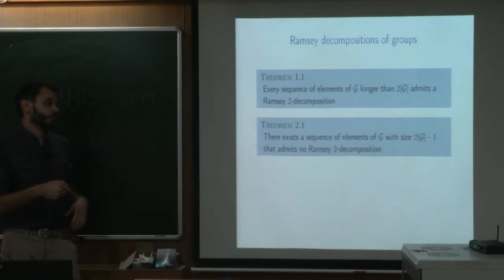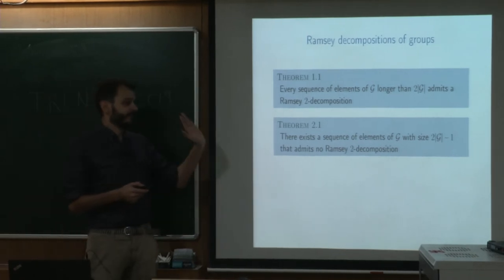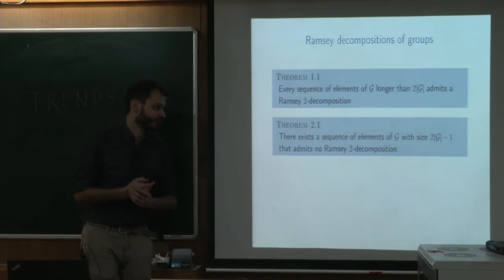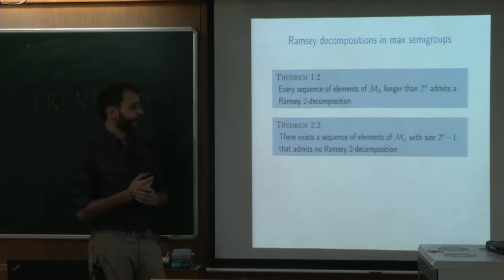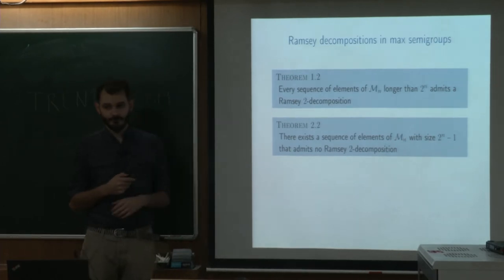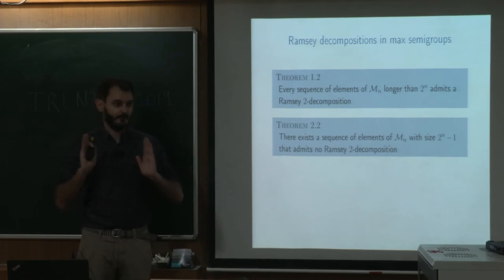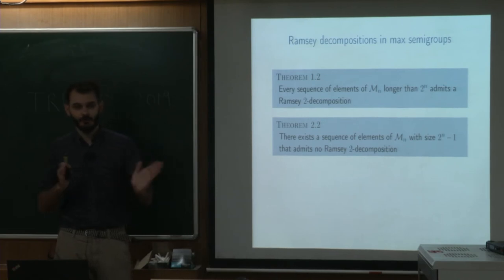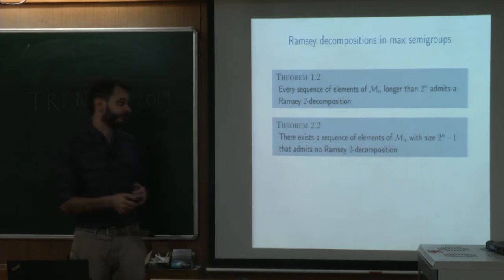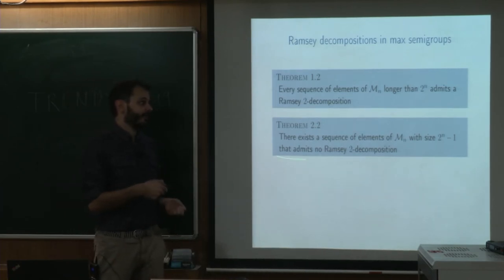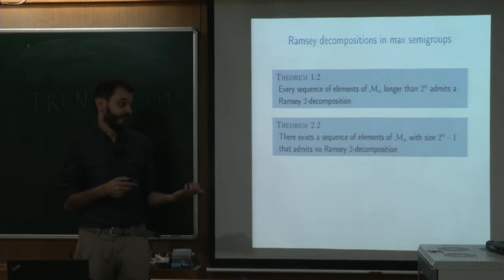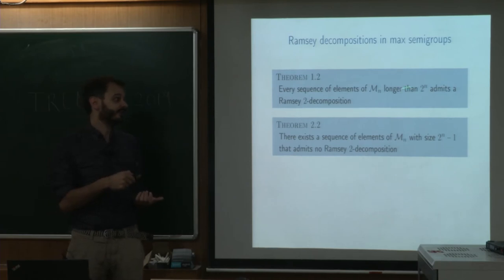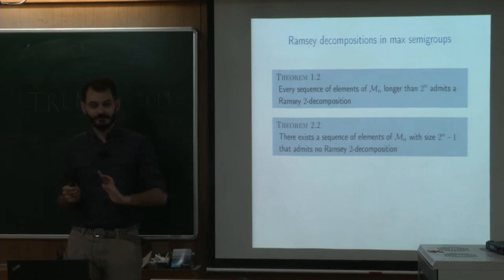Okay, so that's a good start. In the case of groups, we have a bound that is tight. Good. Now, let's look at something else. Max semigroups. So remember, Mn is the integers from 1 to n, and the operation is the max. So once again, here we have a bound that is tight. We prove that whenever the sequence is longer than 2 to the n, then there exists a Ramsey decomposition.